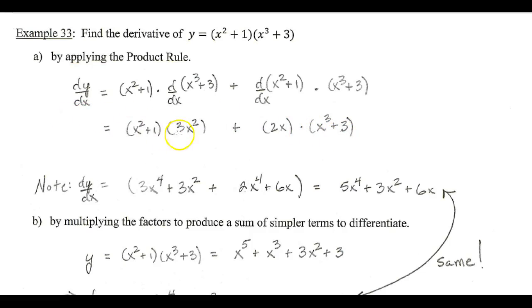So when you're writing out the derivatives, you could leave it like this, but this could be simplified, right? I could now multiply through here, so I could distribute, and I get 3x to the fourth plus 3x squared. When I distribute here, over here I get 2x to the fourth plus 6x, right? When I distribute the 2x through. So then when I combine the like terms, I get 3x to the fourth plus 2x to the fourth is 5x to the fourth plus 3x squared plus 6x. Okay, so that's in its most simplified form.